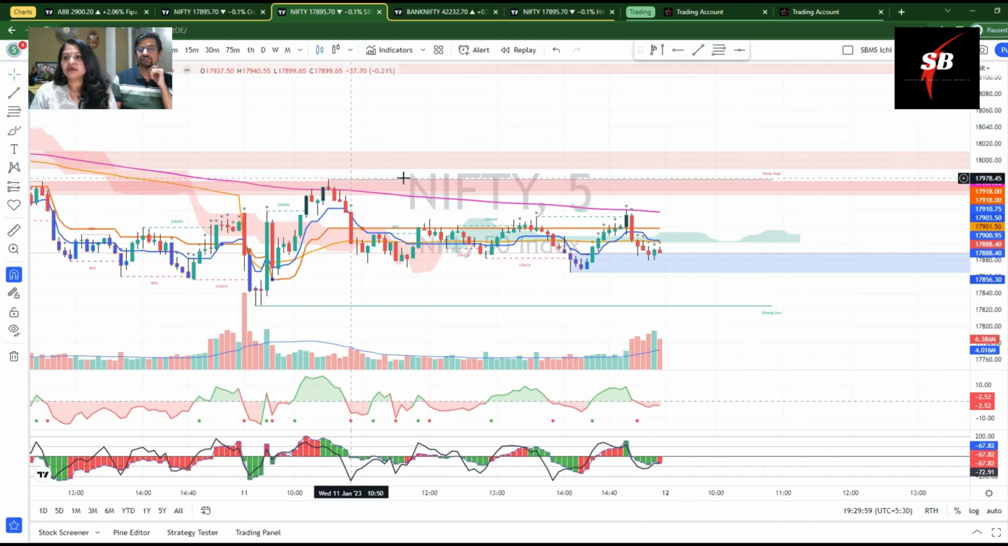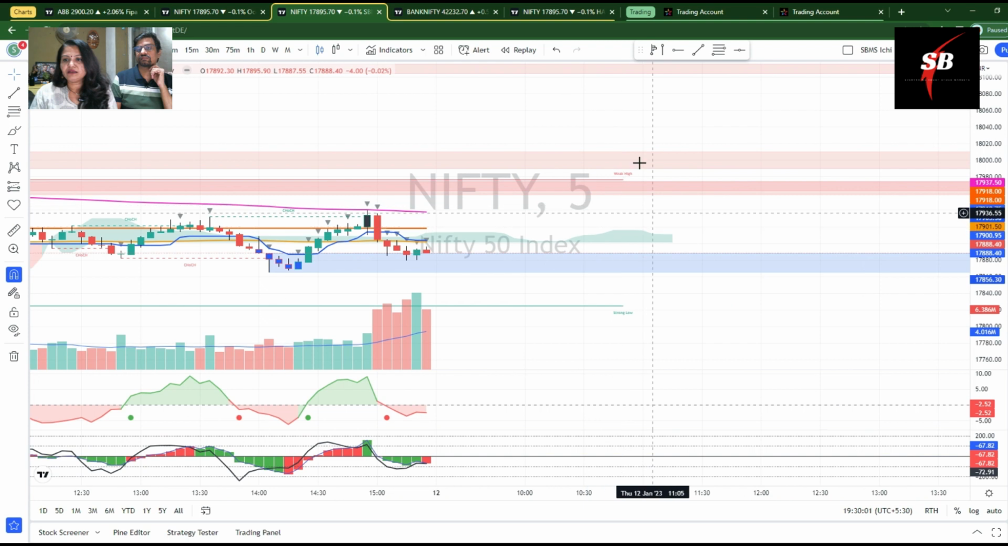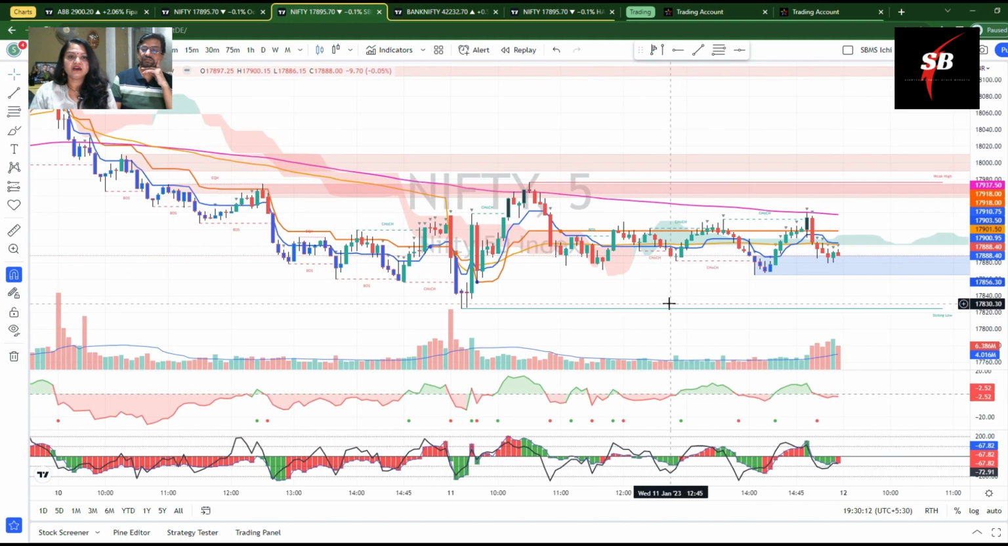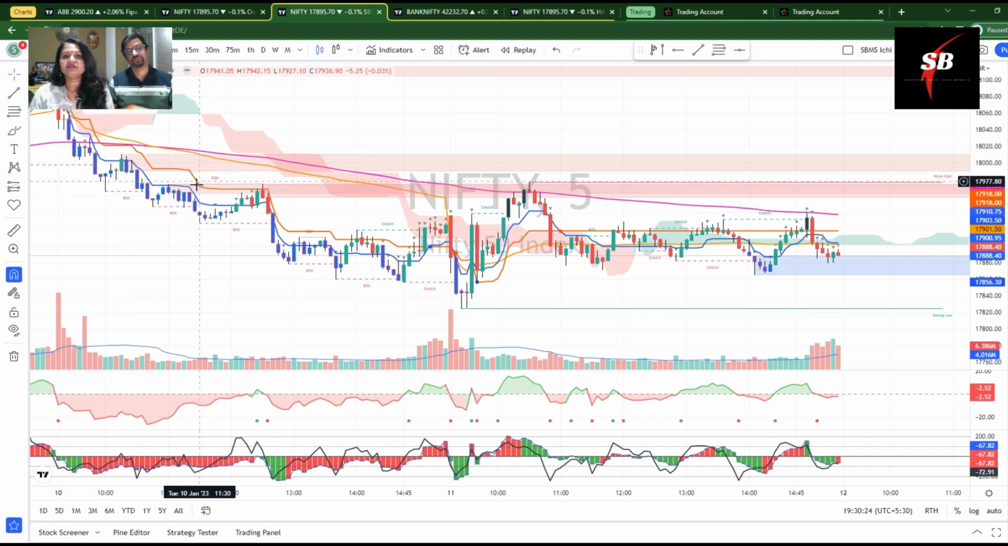Okay, so if you see, there is one weak high line drawn. This is a strong low line drawn. This is all drawn automatically in the system itself. You don't have to draw anything over here. Even the PDH PDL is drawn automatically. PDH PDL correspond to previous day high, previous day low.